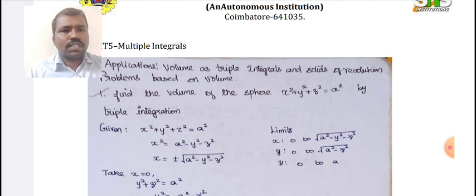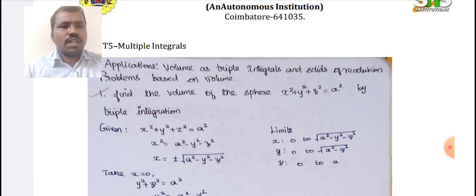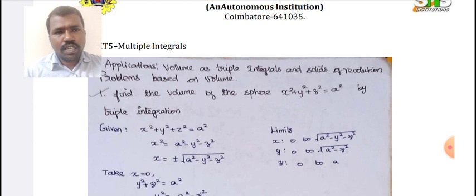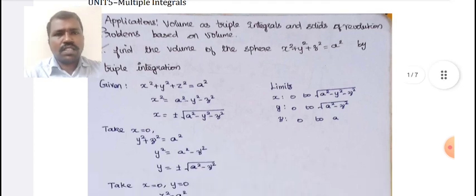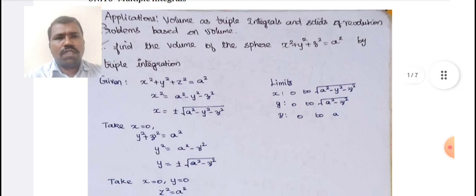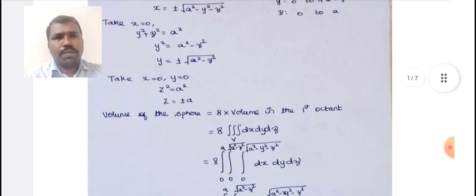x equal to plus or minus root of a square minus y square minus z square. The limit is x equal to 0 to root of a square minus y square minus z square. Y equal to 0 to root of a square minus z square. Z limit is 0 to a. Therefore, we substitute the limit values and get the x, y, z limits.